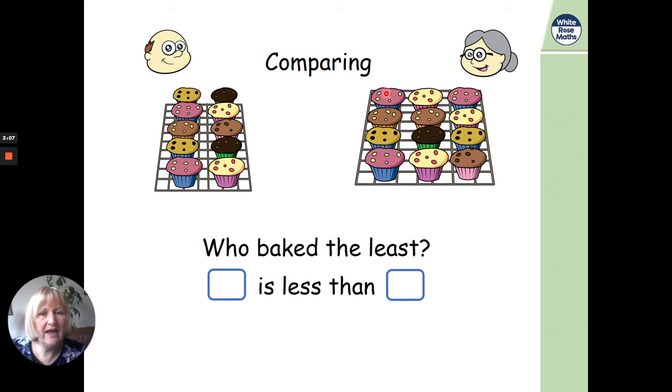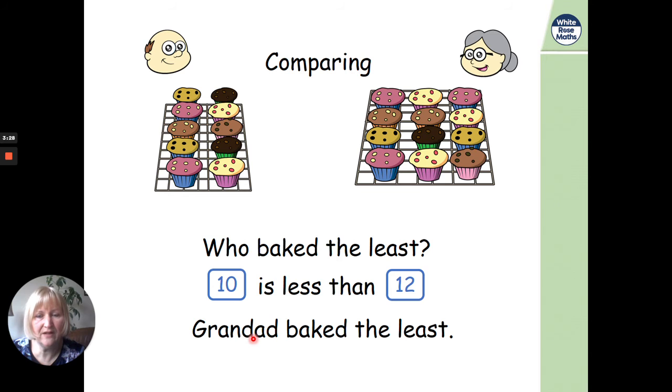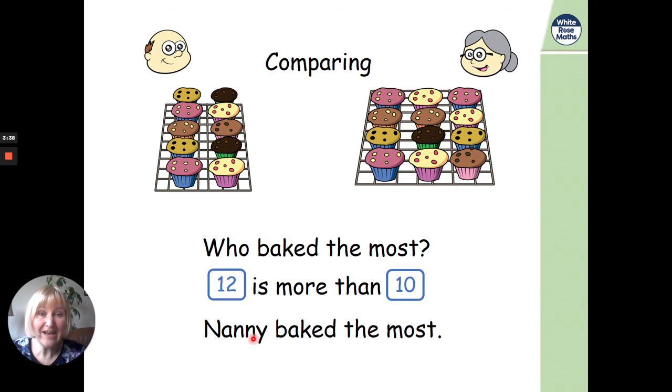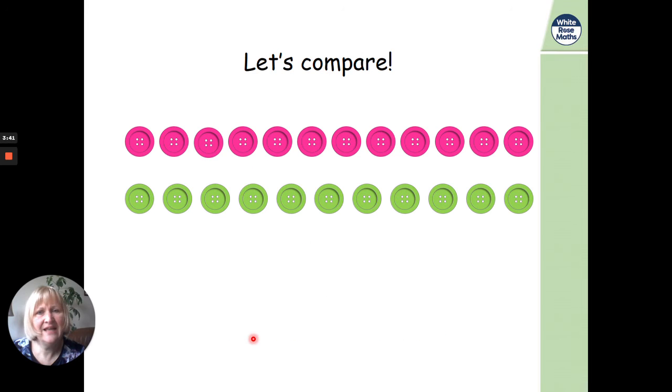And Nanny, 2, 4, 6, 8, 10, 12. So the question is, who baked the least? We know Grandad baked 10. 10 is less than 12. Grandad baked the least. Who baked the most? 12 is more than 10. Nanny baked the most.